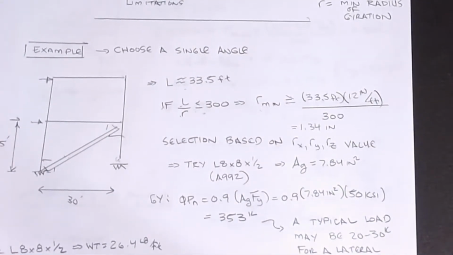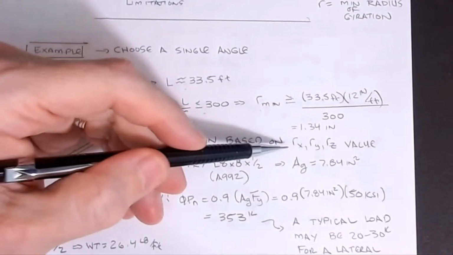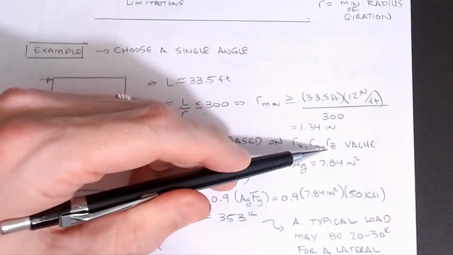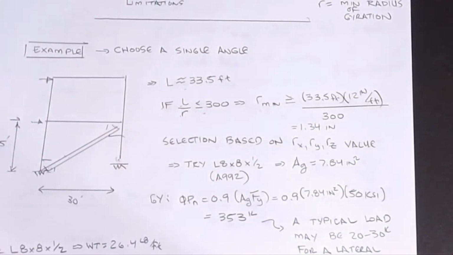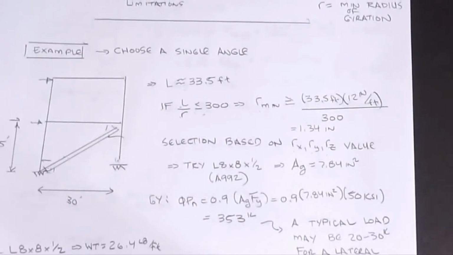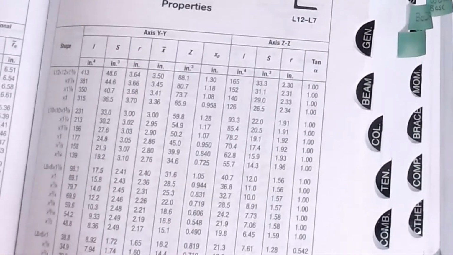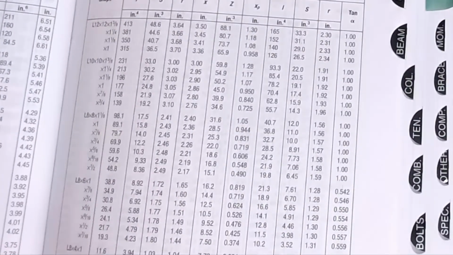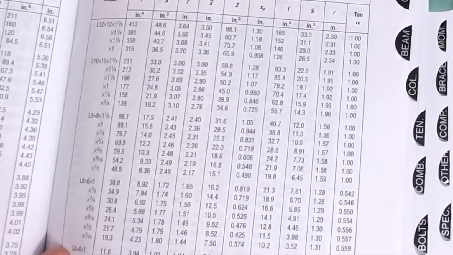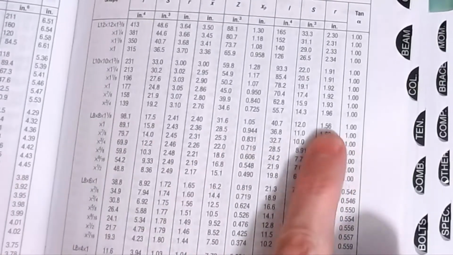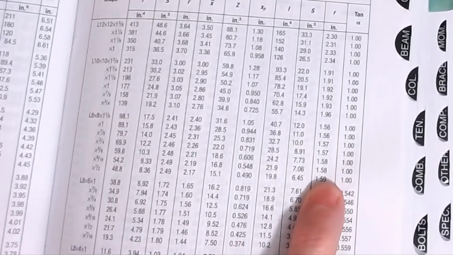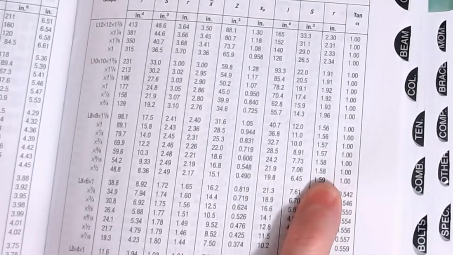But the problem is that our selection, if this is a single angle, is going to be based on the smallest of Rx, Ry, or Rz. If we go back and pull up our manual and go looking for an Rz value that is greater than 1.34 inches, you can see that 8x6s don't work, 8x8s, we're looking at these values, those guys will work. We're up to an angle that is 8x8, at a minimum.